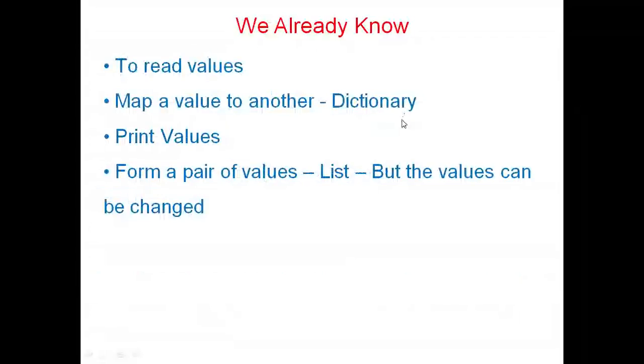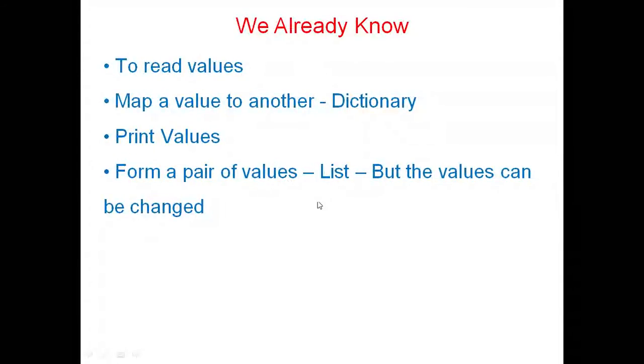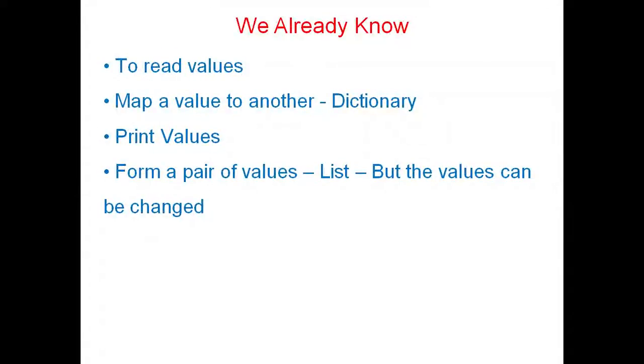solve this problem, right? We have already seen in Python how to read the values, and also how to map one value to another using a dictionary. We also know how to print values, and how to form a pair of values. You can use a list to form a pair of values. That is, for a particular test I have to say this is the minimum, this is the maximum. The best way is to pair them and map them. That is the idea I am having.